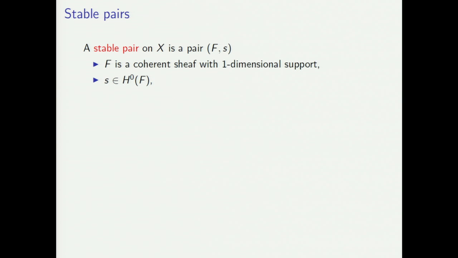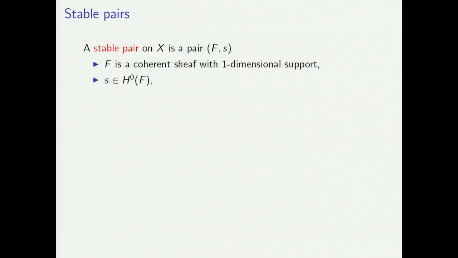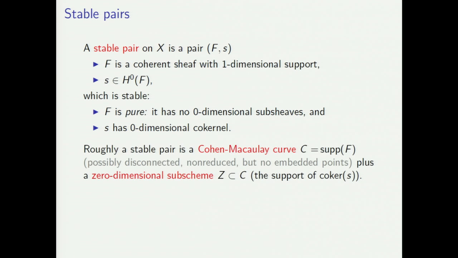So I have to tell you what this other theory is that we're going to compute with instead. So there's stable pair theory. So what's a stable pair? At the moment, this only makes sense on algebraic varieties. It's a one-dimensional sheaf plus a section with the stability condition that the sheaf is pure and the section has zero-dimensional co-kernel. So if you don't care to know what any of that means, roughly speaking, it's a curve with some points on it on your algebraic variety.